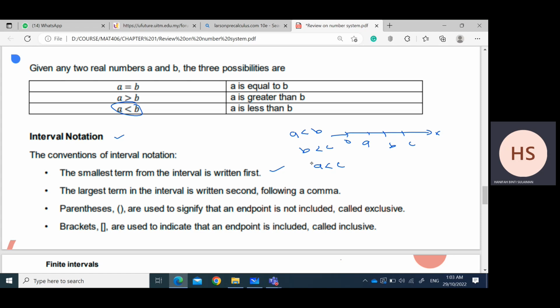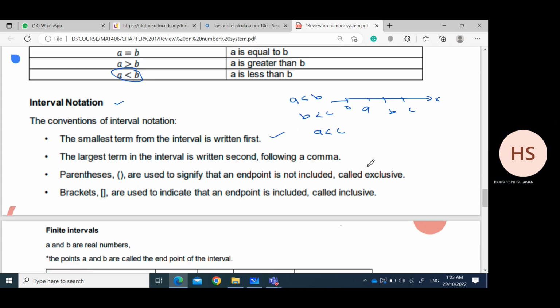Kita akan tulis begini. Di mana term yang kecil itu kita akan tulis dahulu. Alright. And then the largest term in the interval is written second. Okay, following a comma. So this one is optional. Kalau tak ada comma pun tak apa. And then parenthesis are used to signify that endpoint is not included, called exclusive. And we have this square bracket, used to indicate that an endpoint is included, called inclusive.